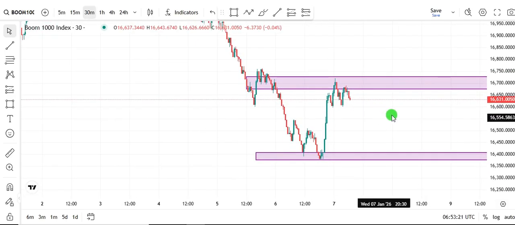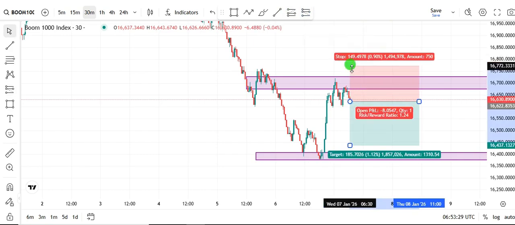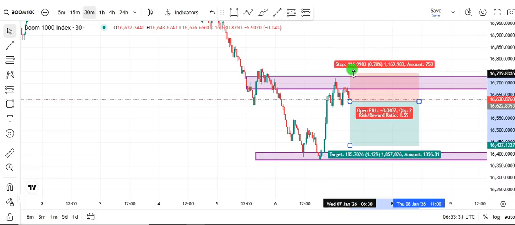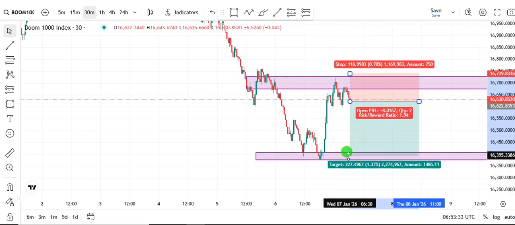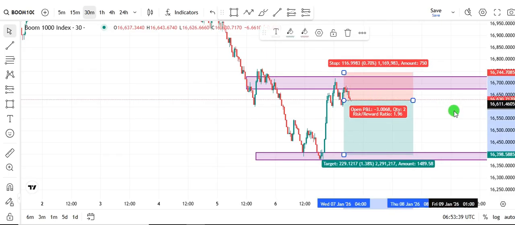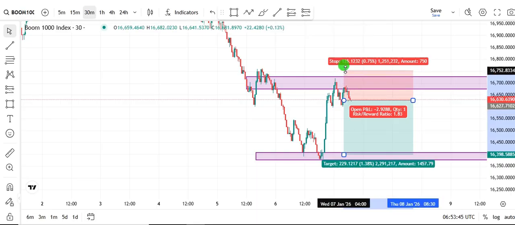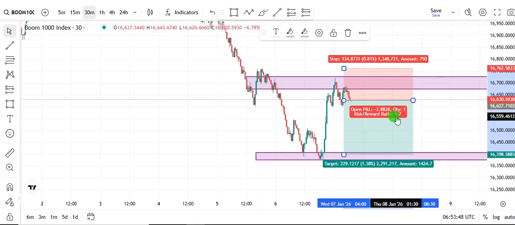All right. So let me see how much risk to reward we have on here. Let's see, up to 2. Yeah, it's actually up to 2. But remember, this is very volatile. So if you're taking this trade, please keep watch because Boom 1000 index is actually very volatile. Please pay close attention to this.